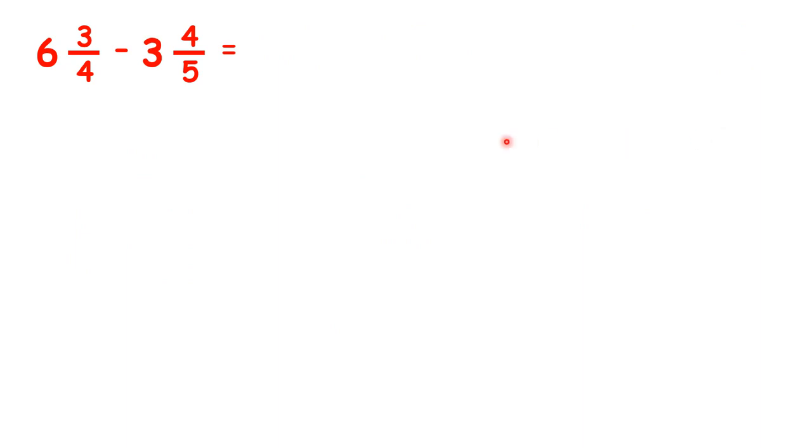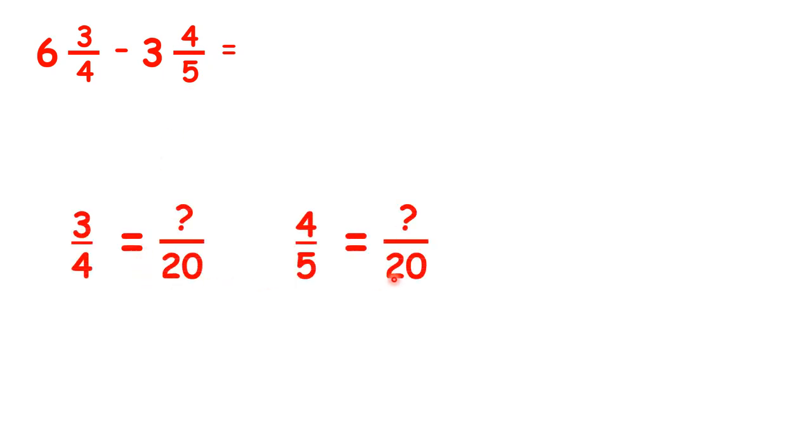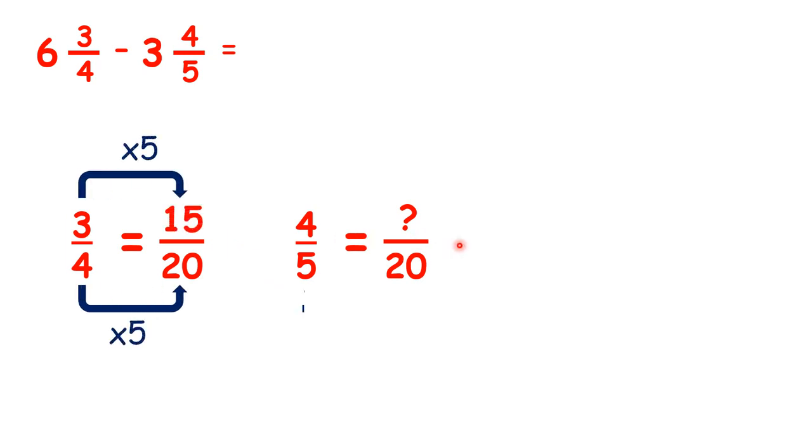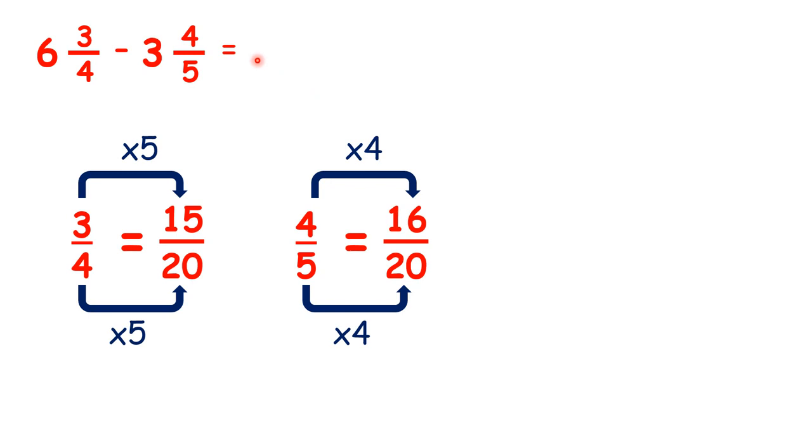So now pause the video and try 6 3/4 minus 3 4/5. We need the denominators the same, so let's change both fractions into 20ths. So now we can rewrite our question. 6 15/20 minus 3 16/20. We can't answer yet because we can't take away 16/20 from 15/20.